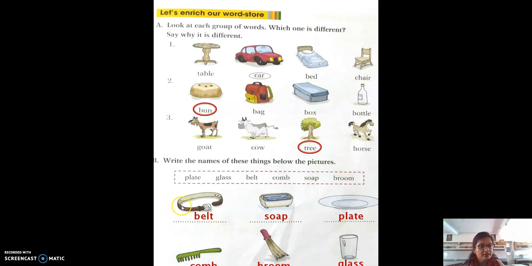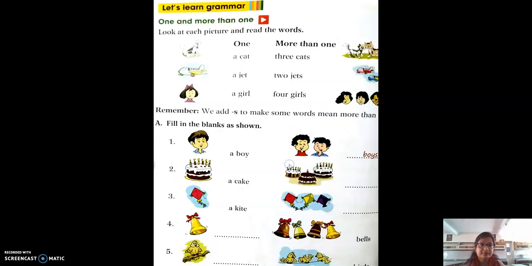Okay. Now, we are going to write down the words below the objects. For example, this is a belt. So here we are going to write down on the blank B-E-L-T, belt. Clear? This is a picture of a soap. So you are going to write soap below it. This is a picture of a plate. So you are going to write plate below it. Clear? In the same manner you are going to write down the names of these 3 objects and complete this exercise on this page. Clear? Now moving to the next exercise.